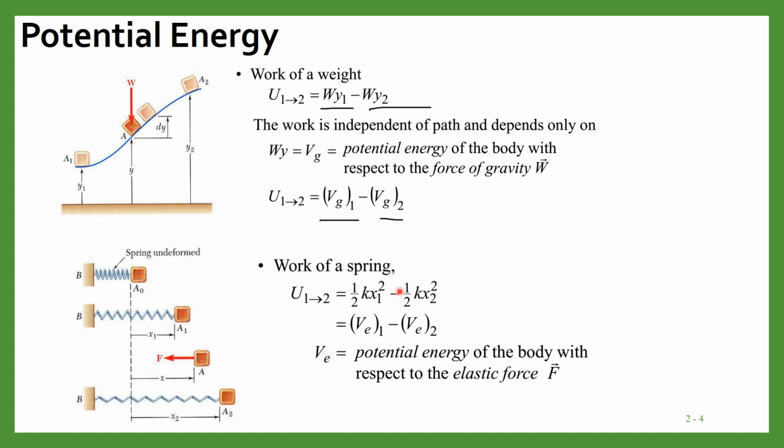Similarly, the work of a spring, we know this expression, half kx1 square minus half kx2 square. Now this one is the potential energy of the spring at position 1, and this is the potential energy of the spring at position 2. So again we see that work of a spring through a finite displacement is equal to the change in potential energy of the body with respect to the elastic force, okay. So this E represents the elastic, and G represents the force of gravity.